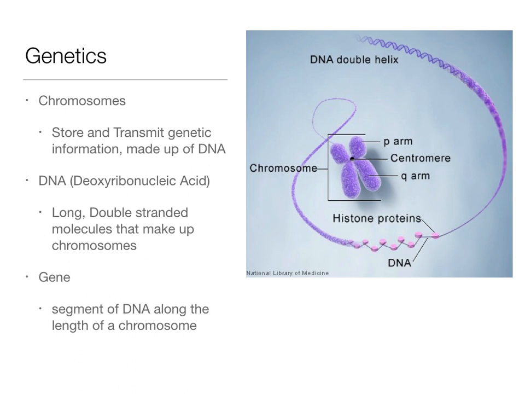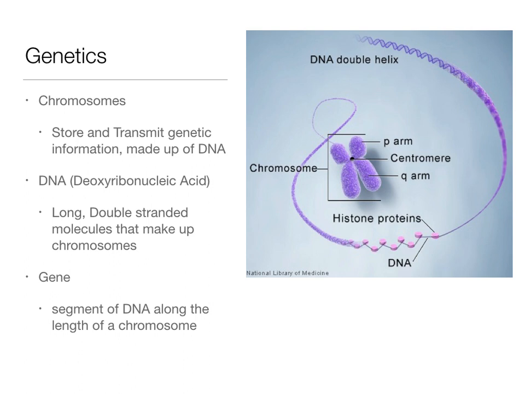We know that our genes, our genetics, are made up of different pieces. The bigger piece of this is our chromosomes. In this picture, this is that X-shaped guy here. What our chromosomes do is they store and transmit genetic information. This genetic information is made up of our DNA, and we all know that these are long, double-stranded molecules that make up chromosomes.